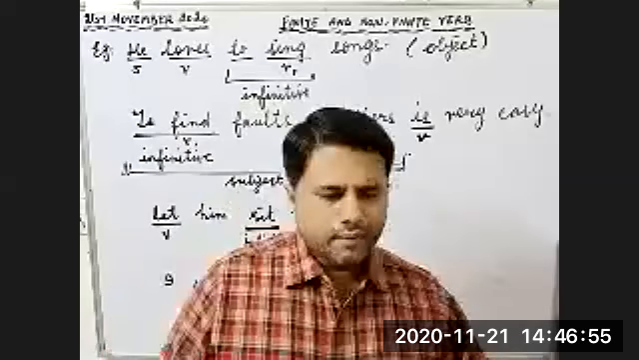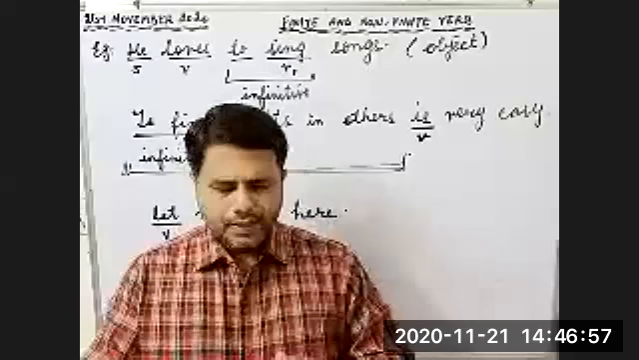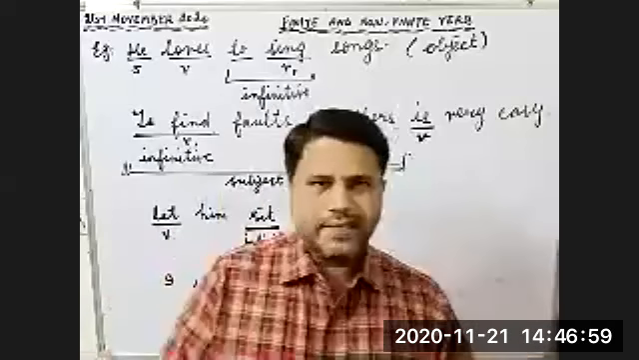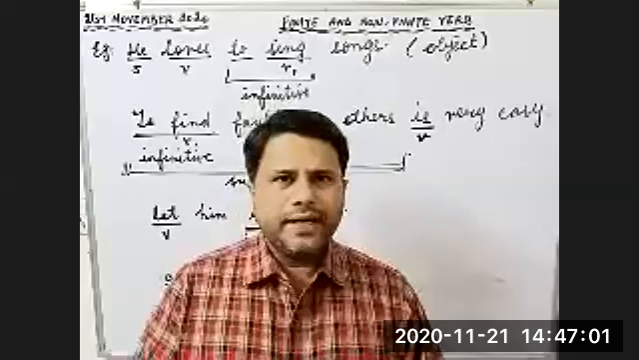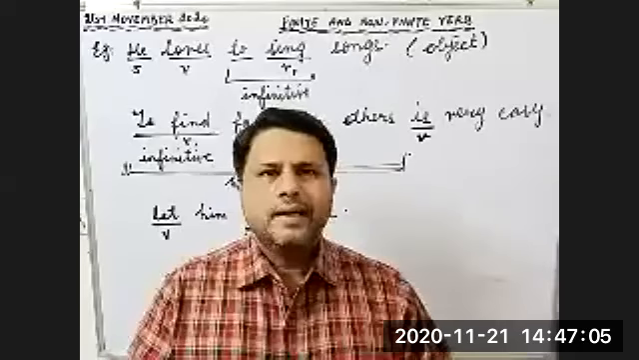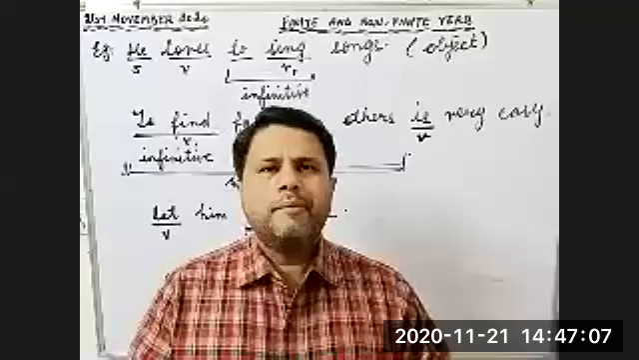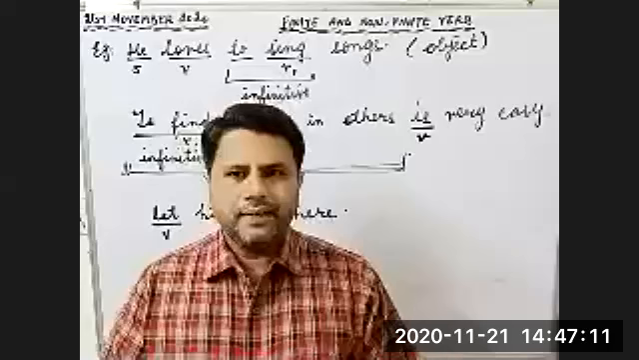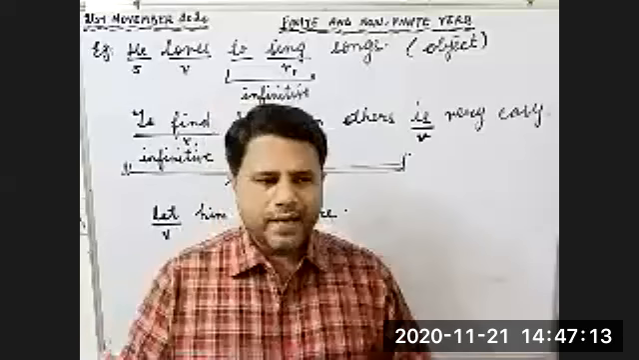We have to discuss 10 types of verbs: transitive, intransitive, infinitive, to infinitive, bare infinitive, participle, present participle, past participle, perfect participle, then gerund. 10 types. Out of 10, 3 are done. We have already done finite, we have already done transitive and intransitive verb, and this is the third one. We have also done the third one today, infinitive.